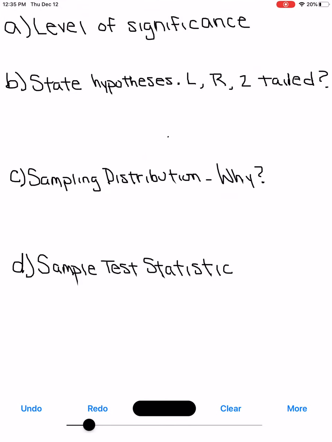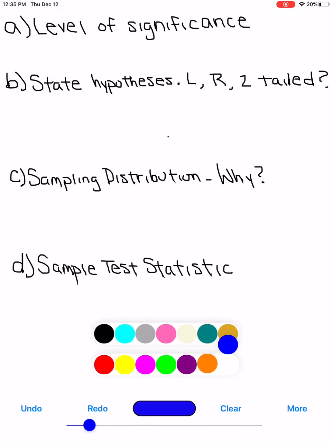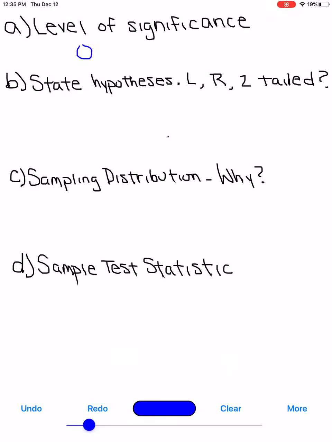The first question asks, what is the level of significance? The level of significance is just your alpha level, so the answer will be 0.05. Next, you go into stating the hypotheses and then determining if it will be left-tailed, right-tailed, or two-tailed.